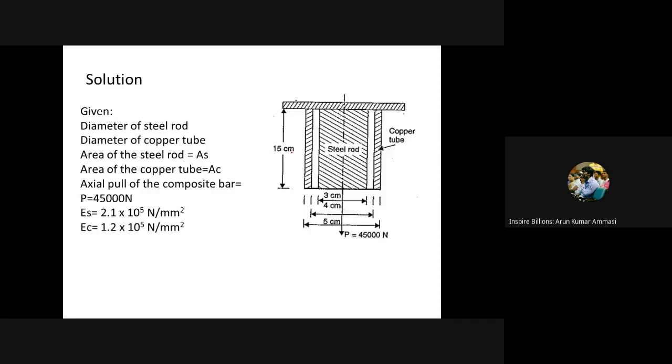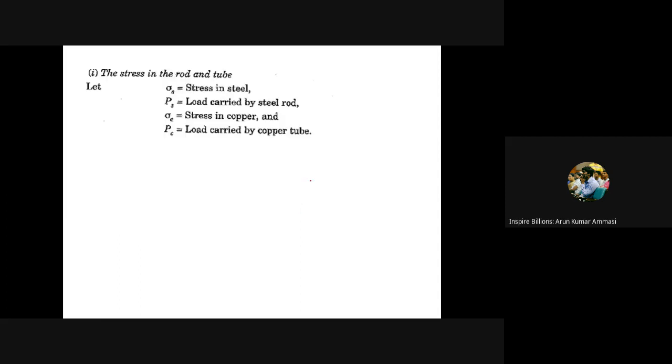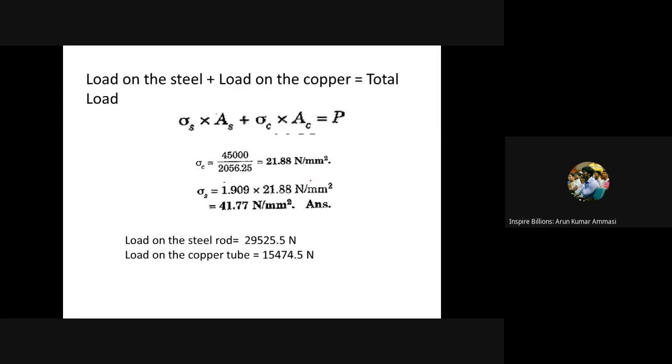So here is the pictorial representation of the given problem. Here you can see the copper tube and there is a steel rod inside, and the entire composite assembly is subject to an axial load. That is mentioned as an axial pull, which means the load is pointing in the downward direction, causing a tensile pull, right? The load is 45,000 N. We are expected to calculate the stresses and the individual load acting on the copper tube and steel rod. We know the relationship between stress and strain, right?